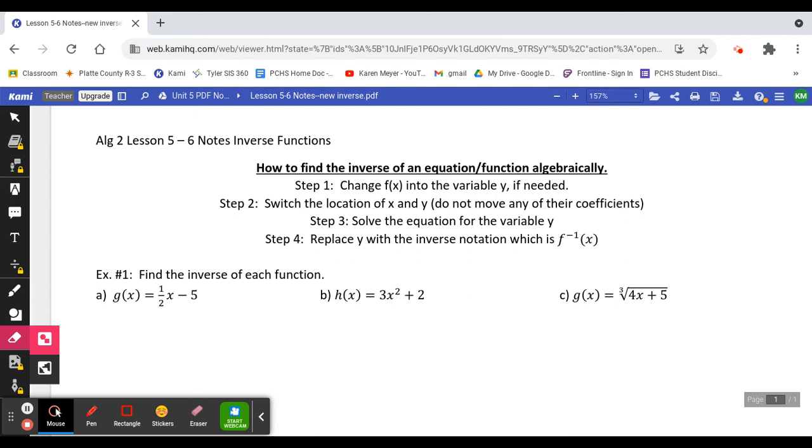Step 3 says then solve what you have for the letter y. And step 4 says, once you've got y by yourself, we need to have a way to tell everybody that this is the inverse. So we have a notation for inverse that says f to the negative first power, parentheses x. So anything that has a power of -1, you should know that means inverse. So let's go try some problems out here.